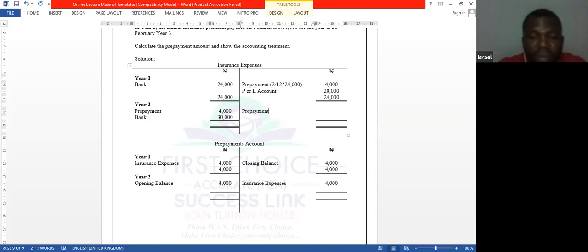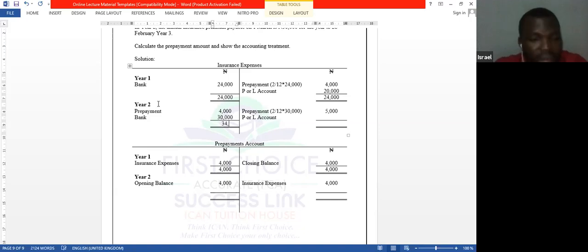And I have now 2 divided by 12 times how much do we pay? We pay 30,000. If you press the calculator, that's 2 divided by 12 times 30,000, which gives us 5,000. It means the value that we have not enjoyed, but have paid in advance, is 5,000. Then the balancing figure will be written to the profit or loss account. On the debit side, we have 4,000 and we have 5,000. The addition of this will give us 34,000.